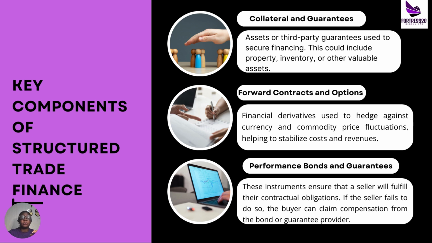Then we have the eighth component of structured trade finance, which is forward contracts and options. These financial tools are used to protect against changes in currency and commodity prices, and they help to stabilize costs. The last is the performance bond and guarantee. These are in place to ensure that the seller meets contractual obligations. If they don't, the buyer can claim compensation.